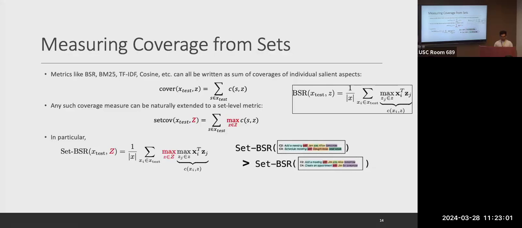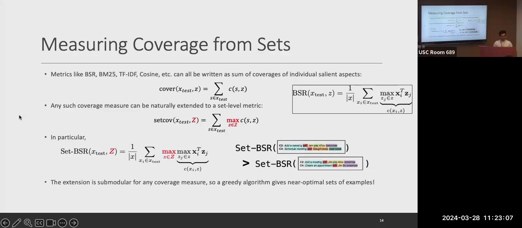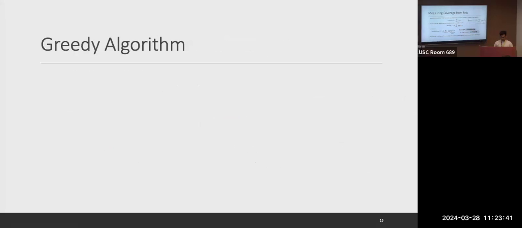So this is a simple, very naive extension, but the best part is this extension is submodular for any coverage measure. Anything you start from, if it is of this form, this will be submodular. This is good because a naive way to optimize a subset metric would be to do a combinatorial search, try every combination of, say, k examples, compute this metric and see which one is the best. If you have a submodular measure, you can do it greedily. So you select one, then select the second, which maximizes that, then select the third, and so on. Let's see it in action.